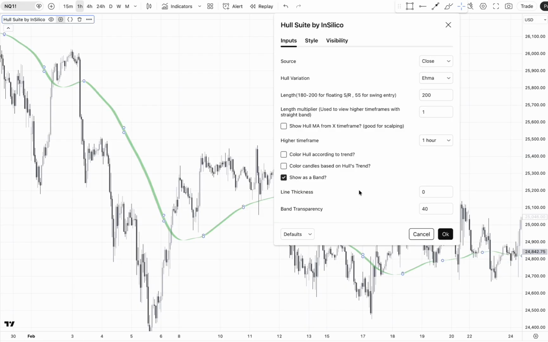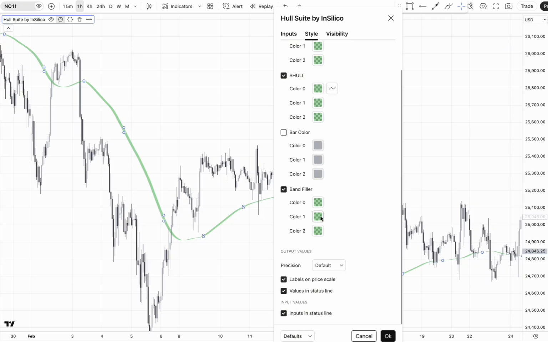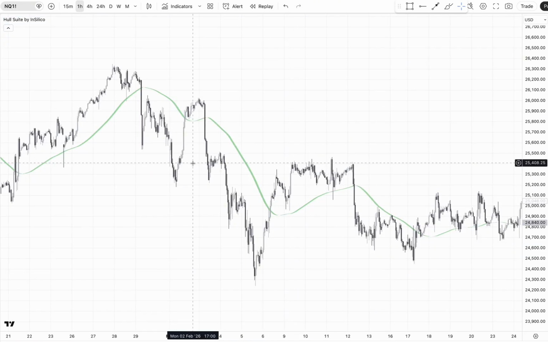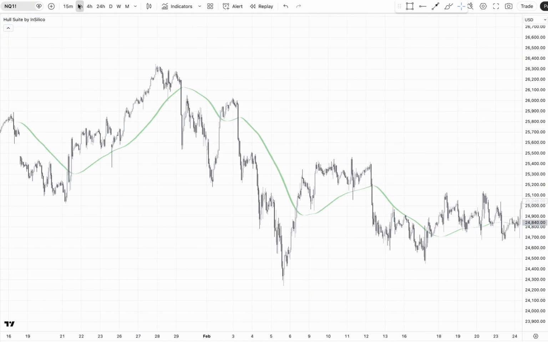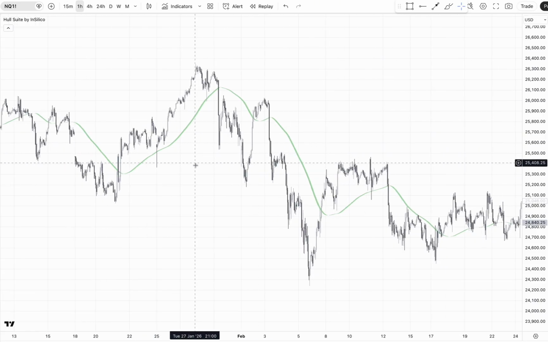And then you have other settings as well. Let's say you want to make the line thicker, you can change that here, and then decide on how much transparency you want in the band. In the style right here, you can choose the colors for the moving averages as well for the band filler. And if you want to color candles according to the trend, you can use this. I personally use this moving average on the hourly and on the daily. You are welcome to use it on any other time frame and test it out for yourself.